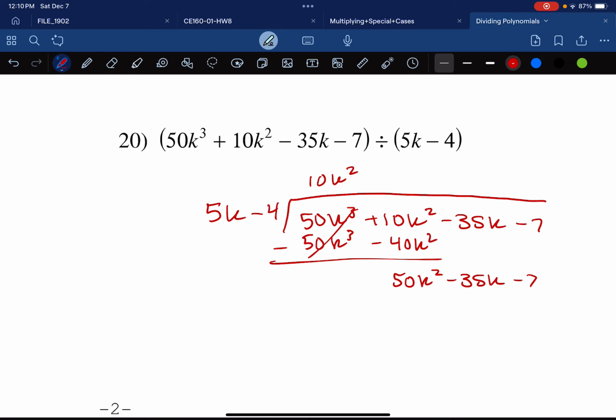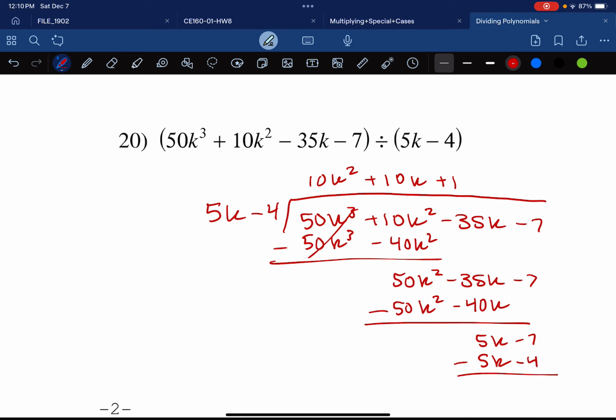Then we see that this goes in positive 10k because 10k times 5k is going to give us our 50k squared. So we're going to get 50k squared down here. 10k times negative 4 is going to give us negative 40k. When we subtract that, we're going to get positive 5k minus 7. 5k goes into 5k one time. 1 times 5k is going to give us 5k. 1 times negative 4 is going to give us negative 4. And when we subtract that, we get negative 3 left over. So we get negative 3 over 5k minus 4. And this on the top is going to be your final answer.